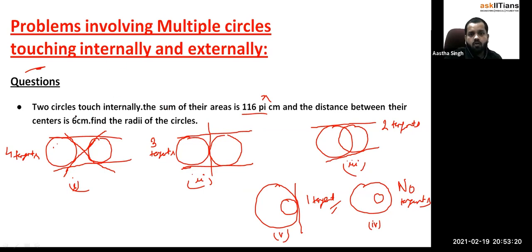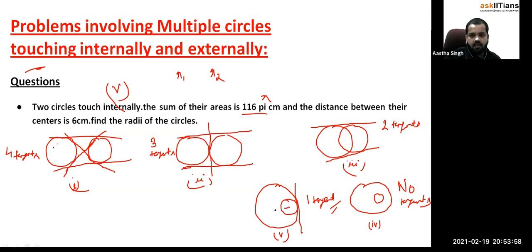Two circles touching internally. In which form is this question? This question is your fifth form. Internally, they are touching each other, and the sum of their areas is given. Suppose the smaller circle has radius R1 and the bigger circle has radius R2, the same diagram as the fifth case. And the distance between their centers is 6.